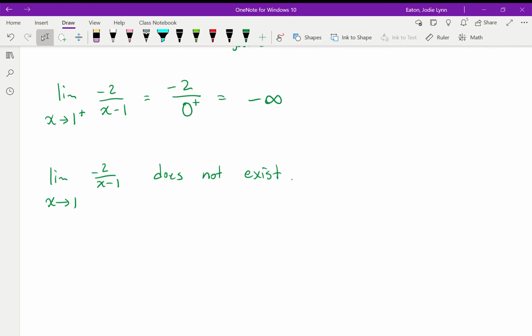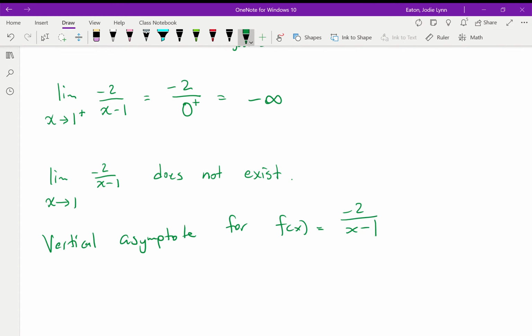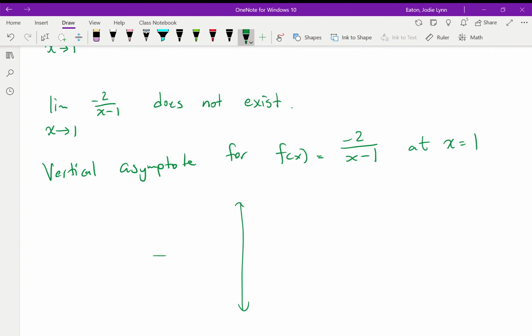Okay, so we have a vertical asymptote for f of x equals negative 2 over x minus 1 at x equals 1. So if we wanted to sketch the graph, we could do that. We have a vertical asymptote here at x equals 1. That's the point at which it doesn't exist. As we're approaching 1 from below, we are heading to positive infinity. So we are going up like that. And as we are heading to 1 from above, we are approaching negative infinity. So it's going to look like that. And we have a horizontal asymptote at 0, which we could calculate by taking the limits to positive and negative infinity.